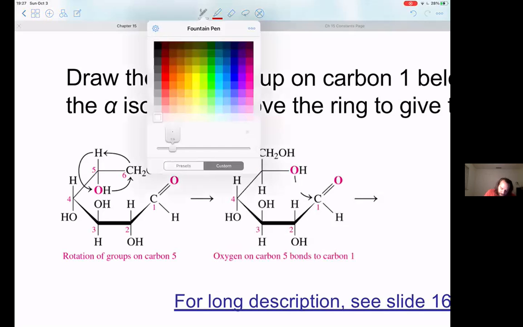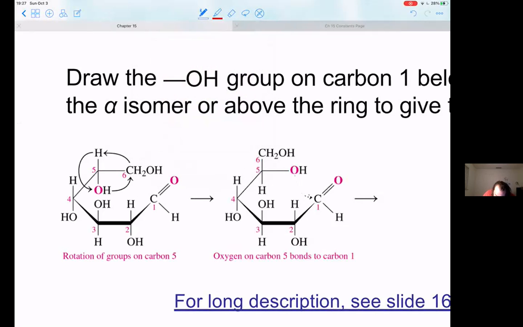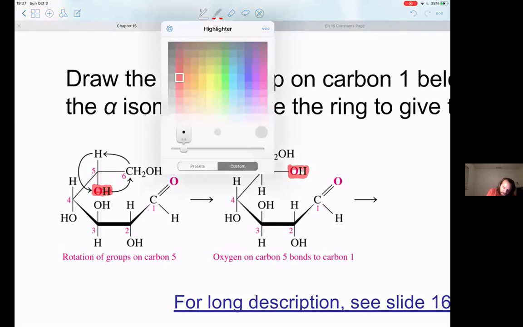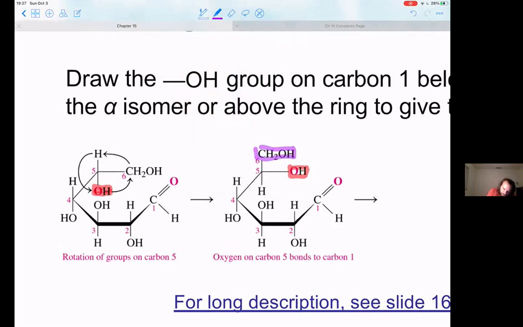All right, give me a second to clean up. We're not here yet. So this is what we should get once we rotate those groups. So again, if I'm just going to color code, this group got rotated to over here. This one rotated to the top, and the hydrogen rotated to the bottom. Okay. Remember, we're allowed to do that for our Fisher projections.